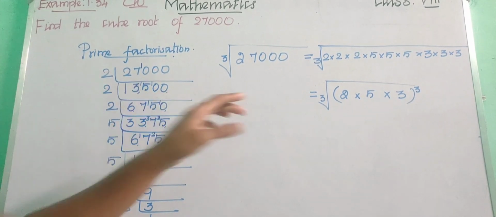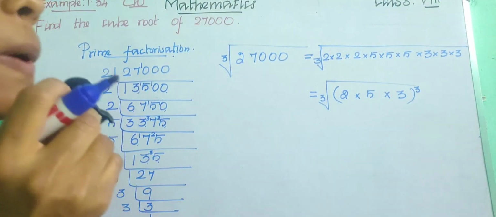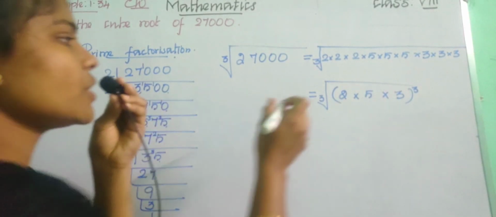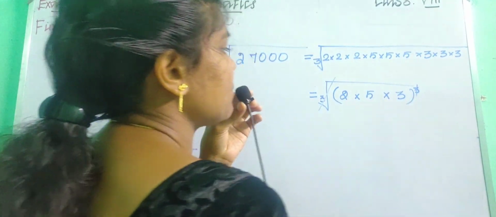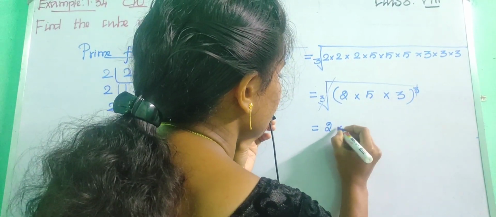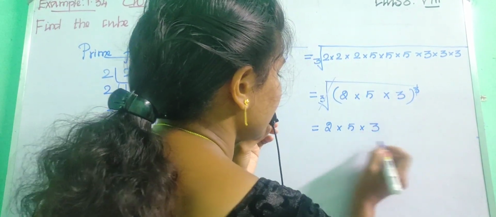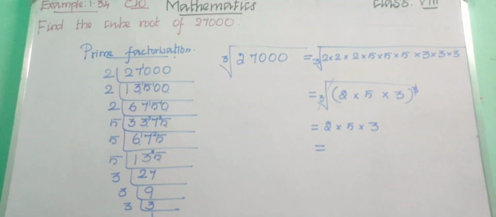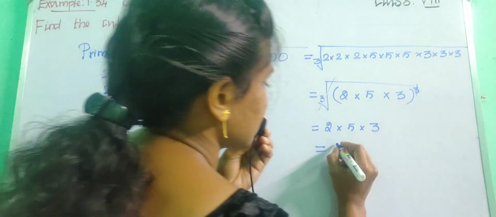Now see, we are having cube root and also power 3, so we can cancel each other, right? So this cube root and the power 3 can be cancelled each other. So what we got? We got the answer as 2 into 5 into 3. Okay, so now multiply. 5 2s are 10. 10 3s are 30. So the answer we are getting is 30.